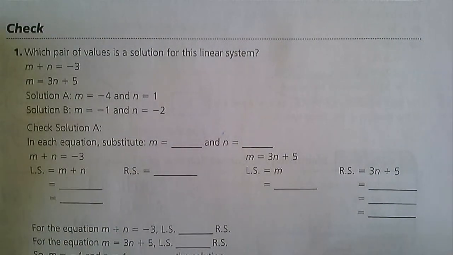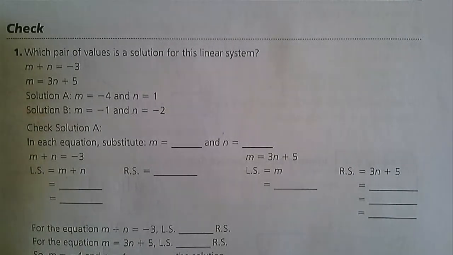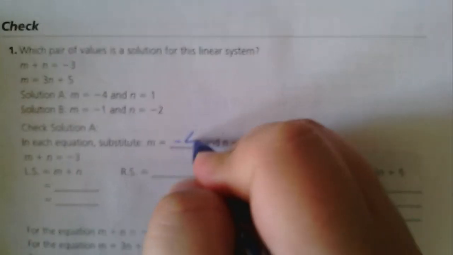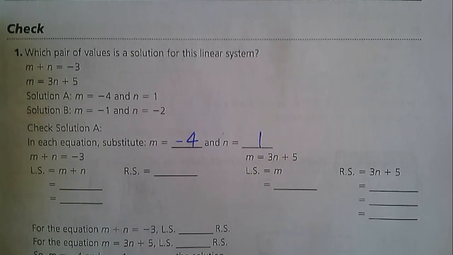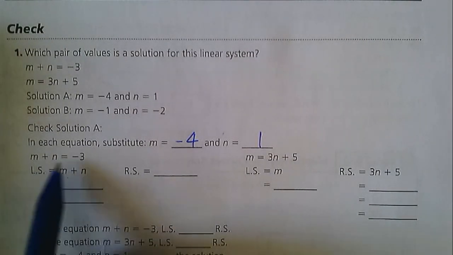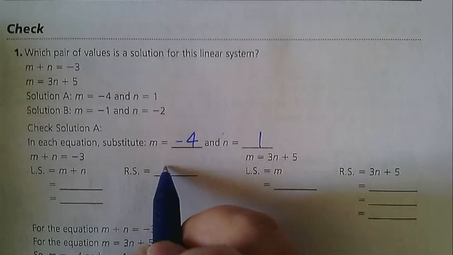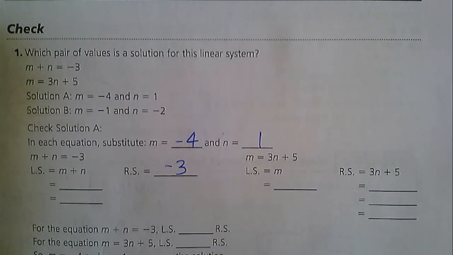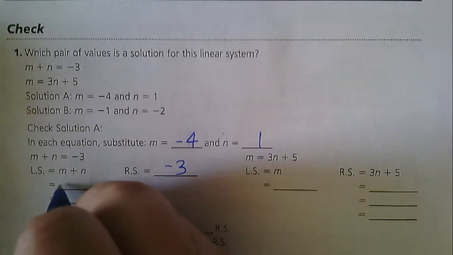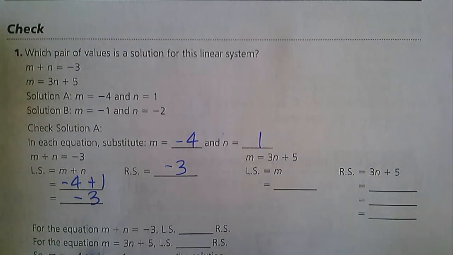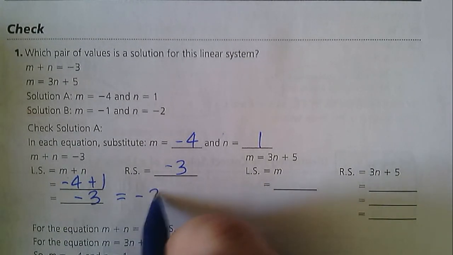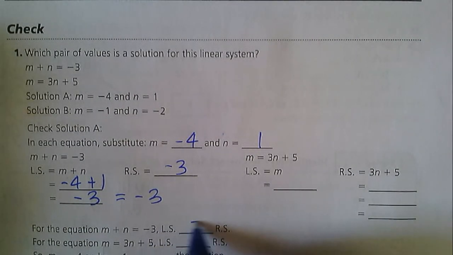So again, we're looking for which of these two solutions is the solution for this linear system. So we'll try solution A to start. In this one, anytime there's an m, we're going to substitute negative 4. Anytime there's an n, we're going to substitute 1. Okay, so let's try the first equation. m plus n equals negative 3. So my right side is going to be negative 3. On the left side, I'm going to have negative 4 plus 1, which equals negative 3. So you can see negative 3 is equal to negative 3. So for the first equation, they did equal one another.